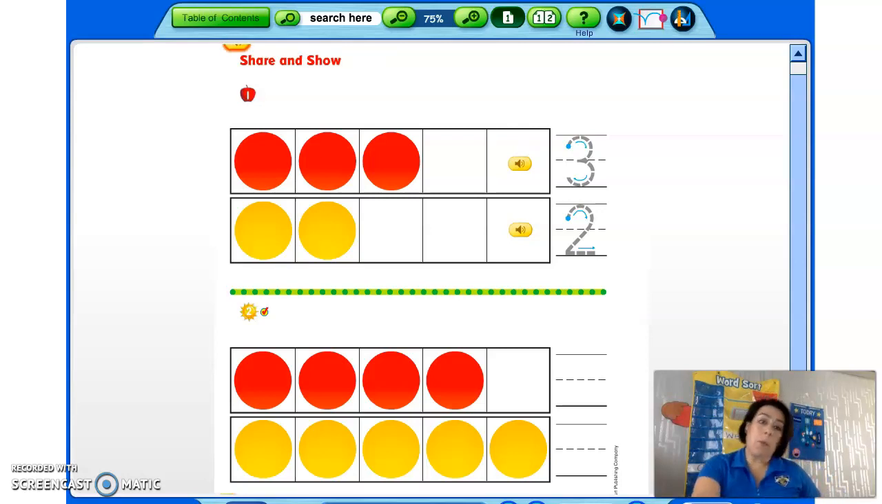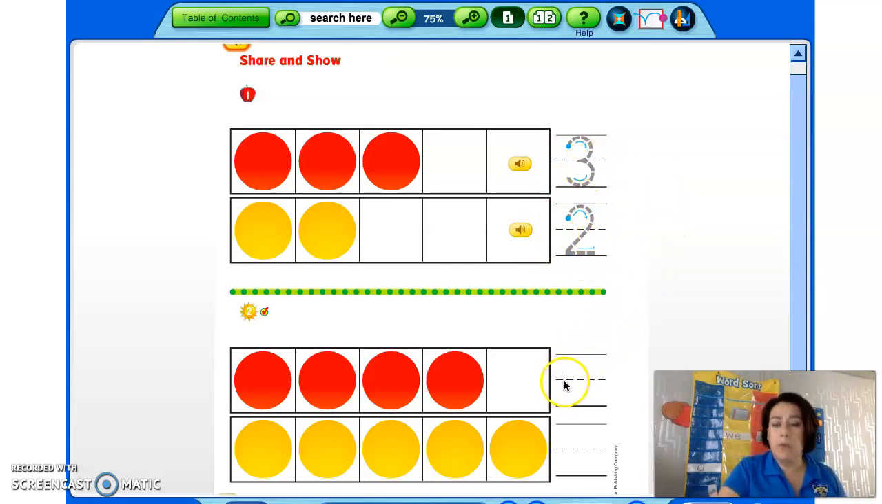Very good. So in number 1, number 2, we are going to do the same thing. How many red counters in number 1? 3, right? How many yellow counters? 2. So you are going to circle number 2. Why number 2? Because number 2 is less than number 3.